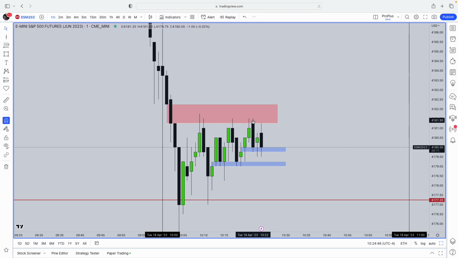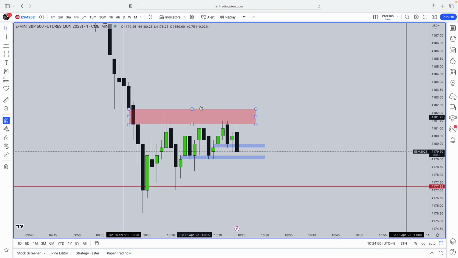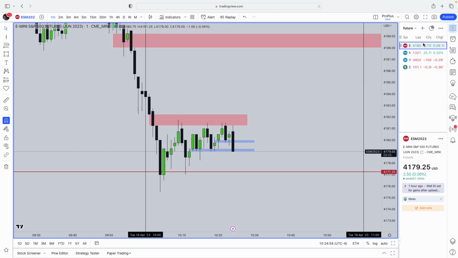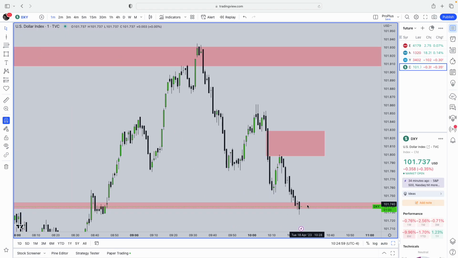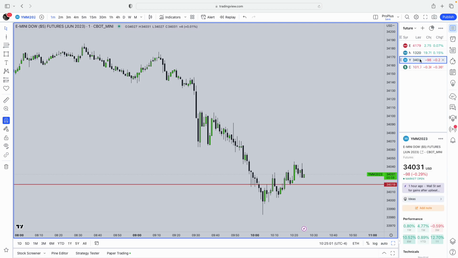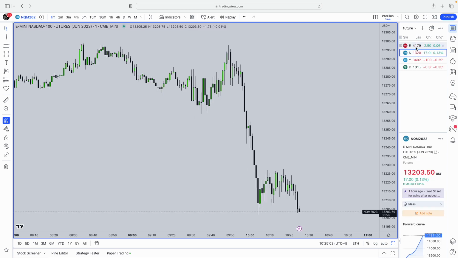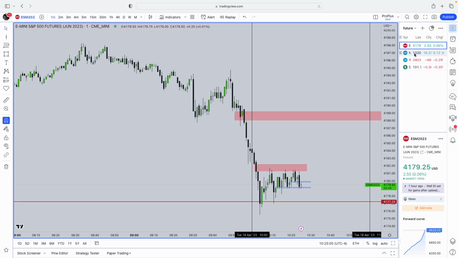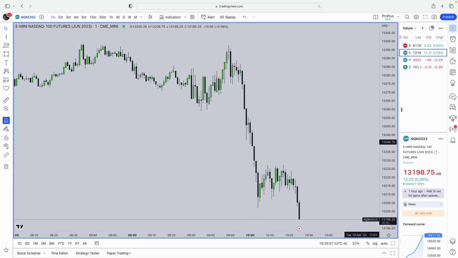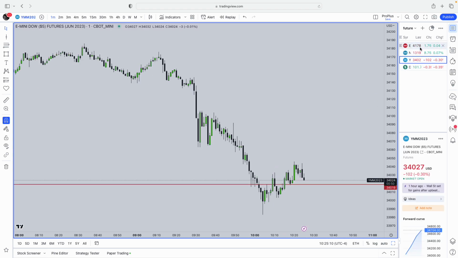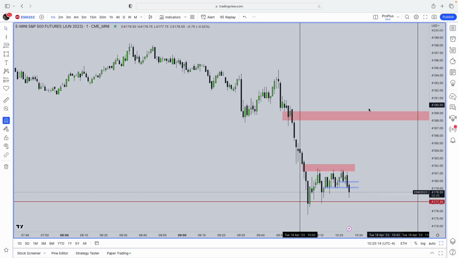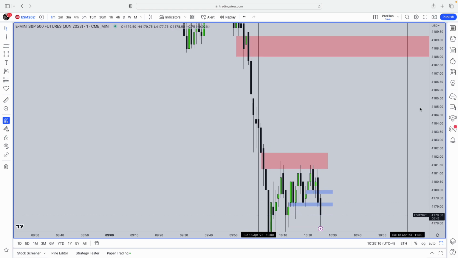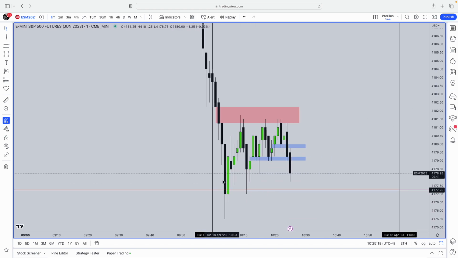Again, this tapping through here is just making me less confident that we're going to be heading up to the upside. Let's take a look at the dollar. Dollar's pulling down lower as well. So again, it could just be a high resistance liquidity trade. Nasdaq is pulling lower. And now so is the E-mini. No trade for me yet.